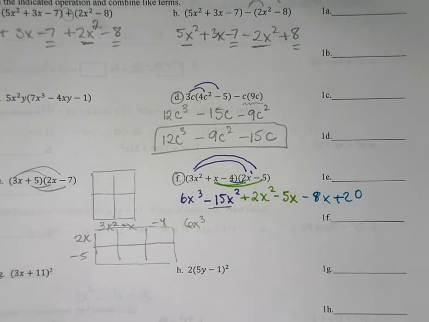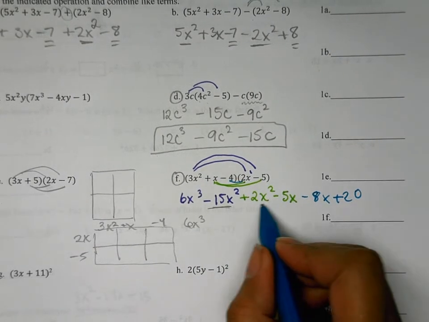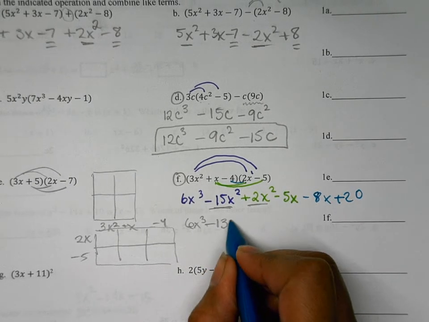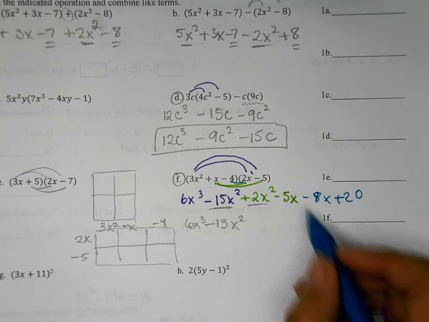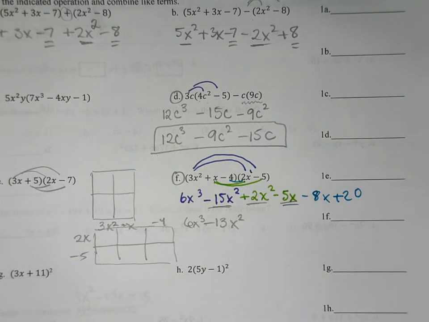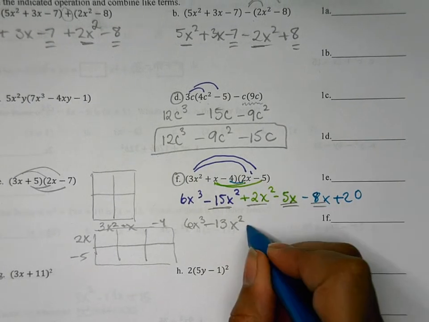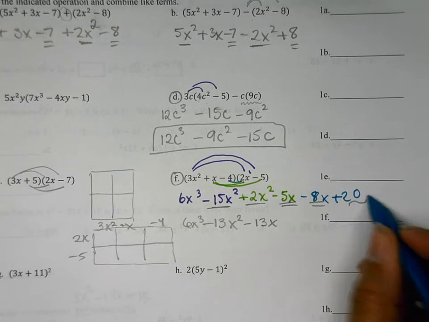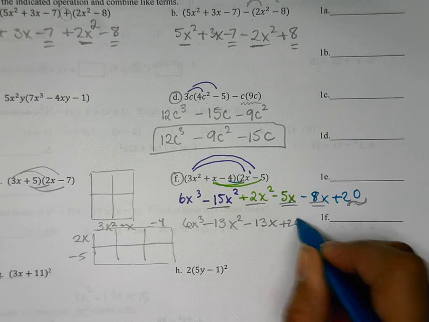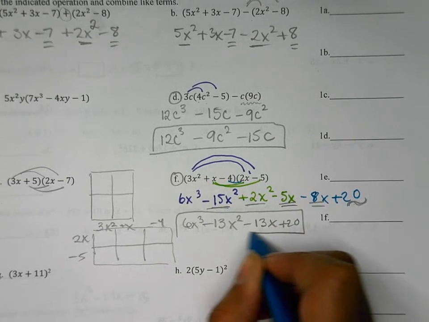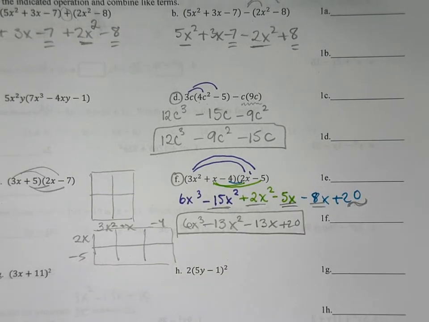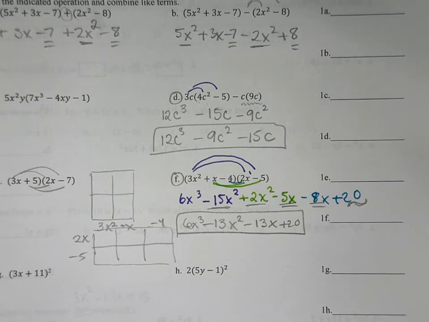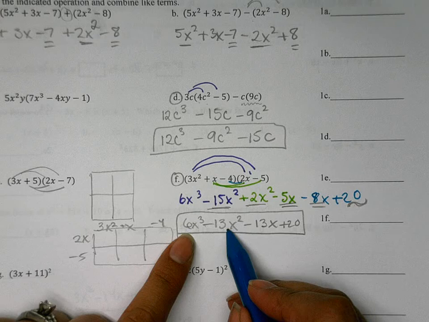Does 6x cubed have a like term? No, so it stays 6x cubed. Does this one here have a like term? Yeah. With what? 2x squared. Okay, negative 15 plus 2 is negative 13. It stays x squared. And then negative 5x combines with negative 8x, which is negative 13x. And then, does this one have a like term? No, so just plus 20. And that there is your final answer.